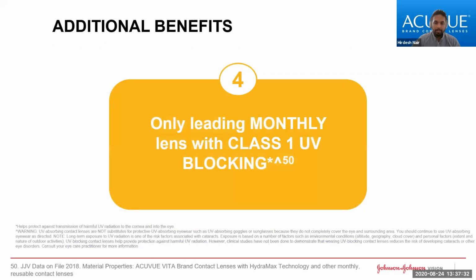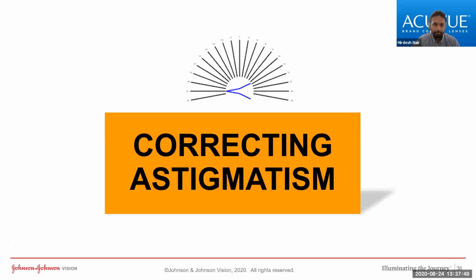And that's not the only bonus. Not only is the comfort there, but it is the only monthly lens with a class 1 UV block in place as well. So, you know, it's a win-win scenario. At this point, I'd like to hand over to my colleague, Judy, to talk a little bit about astigmatism.